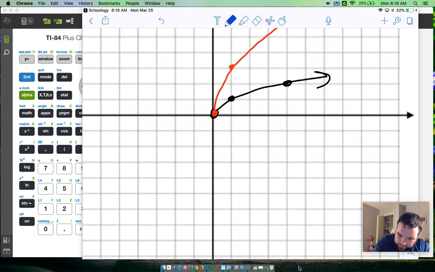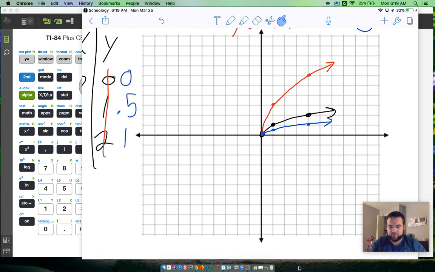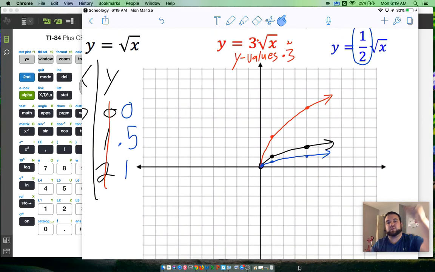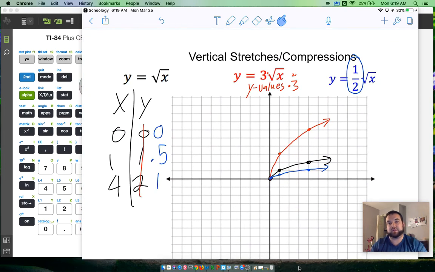You'll notice that here with the size dilations, or the stretches and compressions, I am not changing the starting point, right? That 0, 0 is part of all of these. Okay, so we've got a vertical stretch in red, a vertical compression in blue is what we call that, because we were multiplying by something that was less than 1.